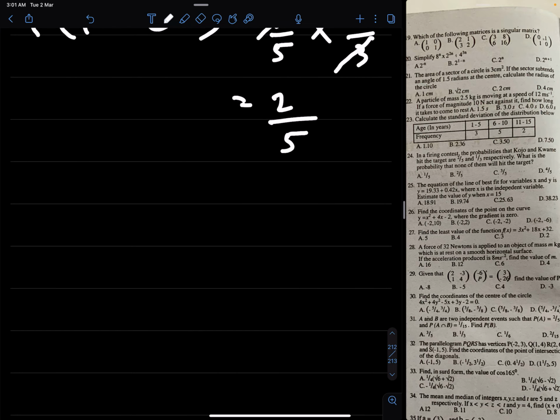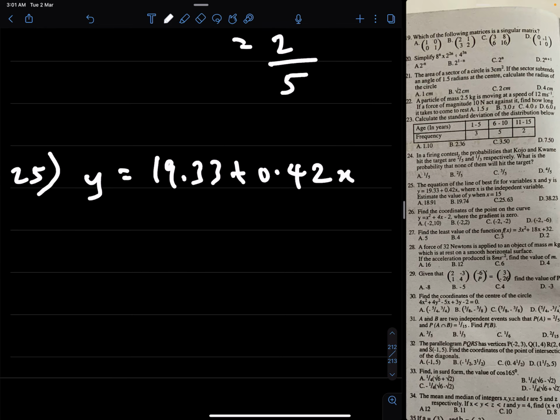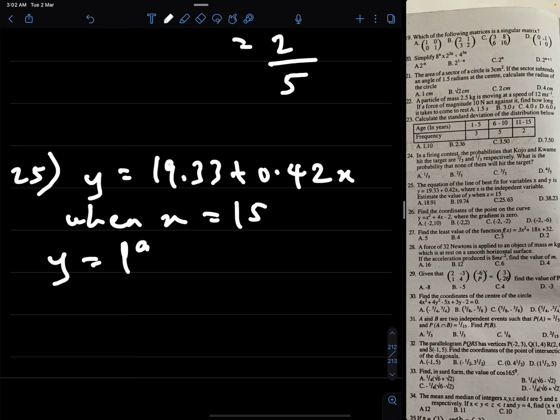So we move on straight to the next, which is number 25 quickly. The equation of a line of best fit of variables x, y is y equals 19.33 plus 0.42x, where x is the independent variable. This is a piece of cake. Estimate the value of y when x is 15. When x equals 15, y will be equal to 19.33 plus 0.42 times 15.